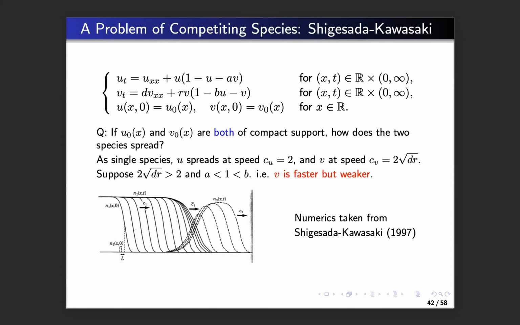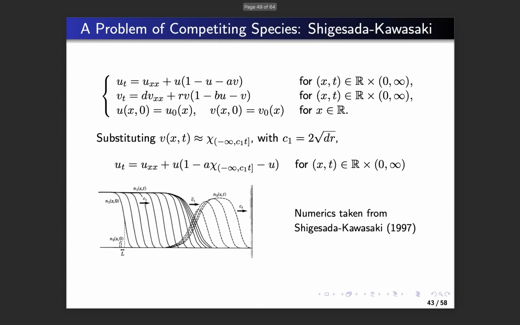The mathematical question is, if both u0 and v0 are compactly supported, for this diffusive Lotka-Volterra equation, how can we determine their spreading speed? Now, one expects something like this to happen. The faster species spreads as a KPP wave, and for the second species, you observe a transition between the fronts, if there is a particular strong competition assumption.